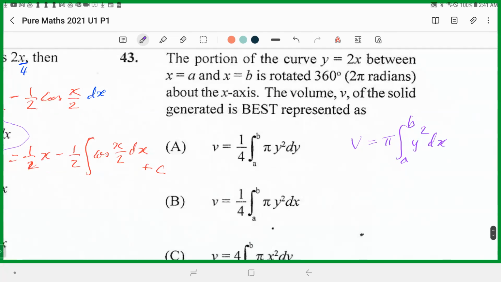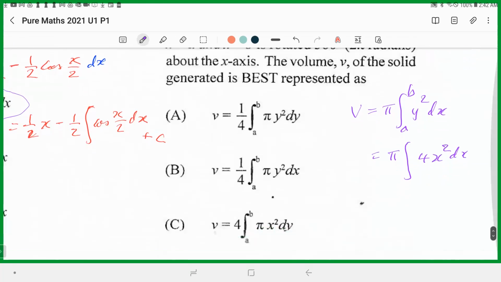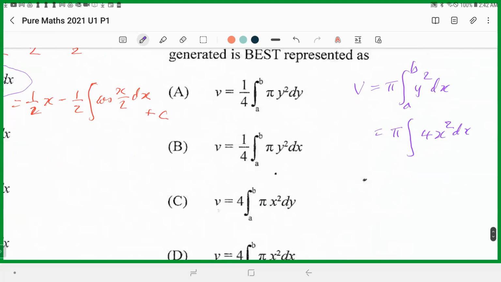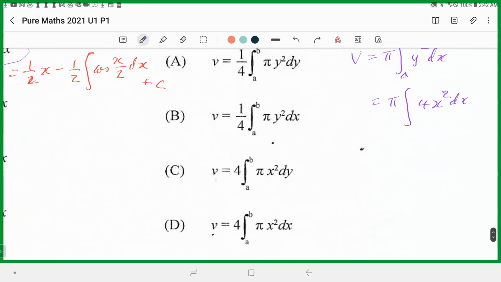So the y squared now is this squared. So it is pi times the integral of 2x squared. So y squared is 4x squared. If you square this, I want to put 4x squared dx. So that's what you're integrating. Pi times 4x squared dx. We'll put pi inside and the 4 outside.